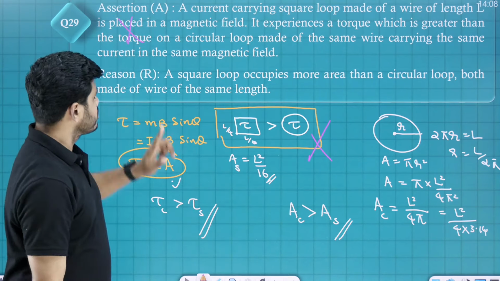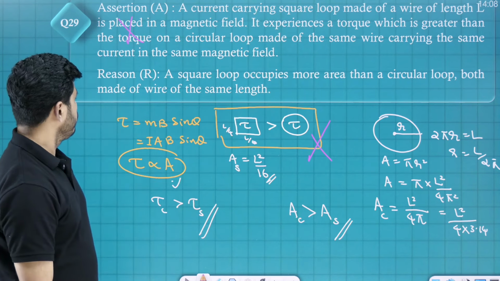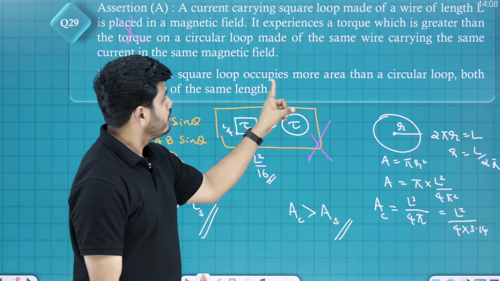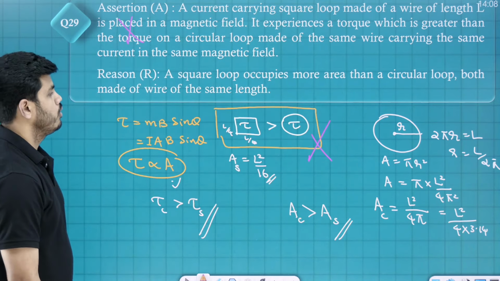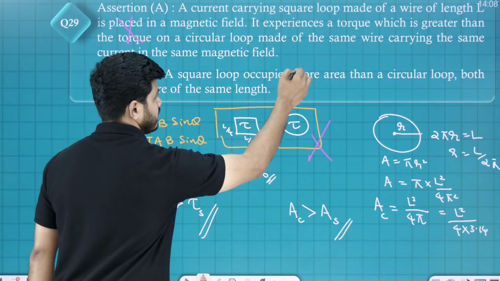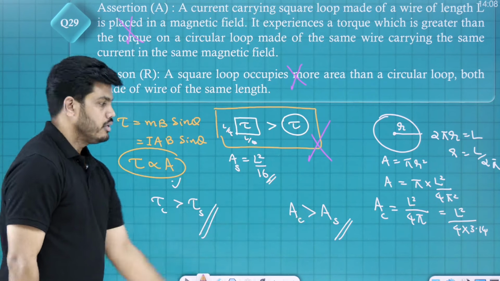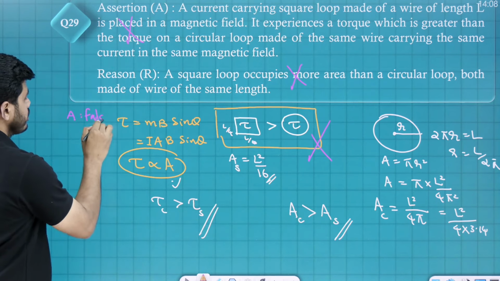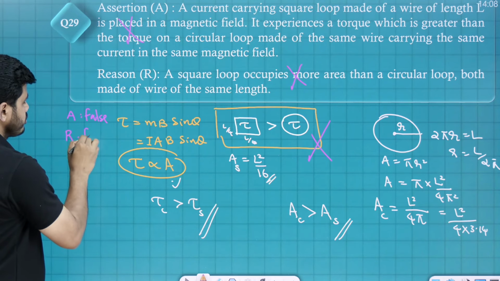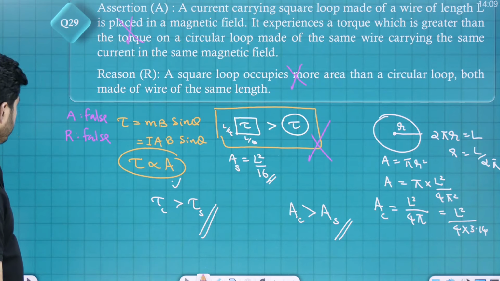Good. Look at the reason statement. Square loop occupies more area than circular loop, both made of a wire of the same length. See, even that is also wrong, correct? Because we found the other way around. Yes, so the assertion is false and even the reason is also false. Right, let's move on to the next.